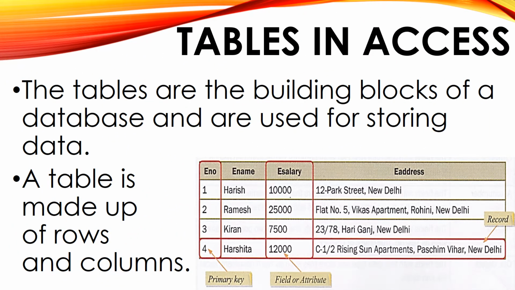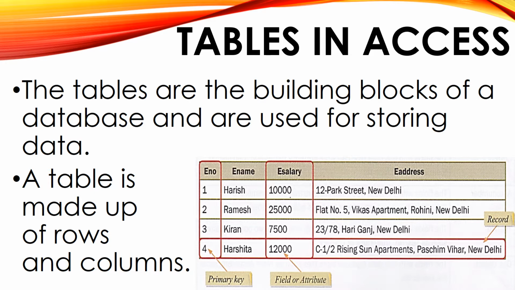Students, first of all, let's understand tables in Access. The tables are the building blocks of a database and are used for storing data. A table is made up of rows and columns. The row is the record that contains the individual data pieces making up an individual record. The column, also referred to as fields, consists of categorized information. A database can have one or more tables.